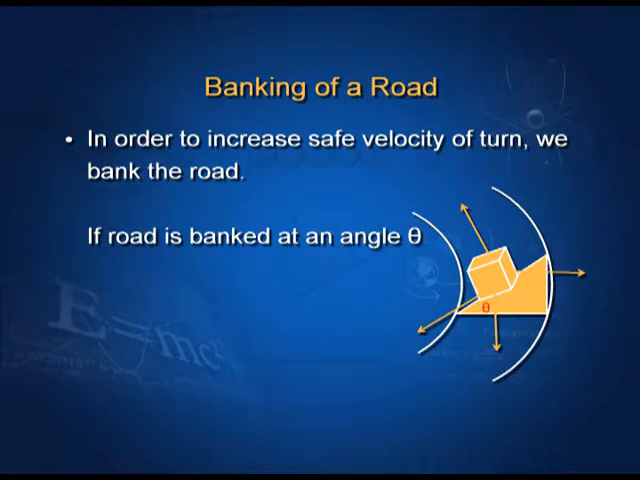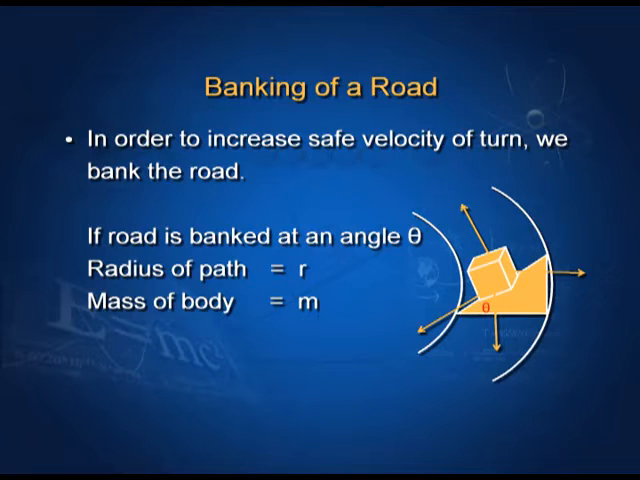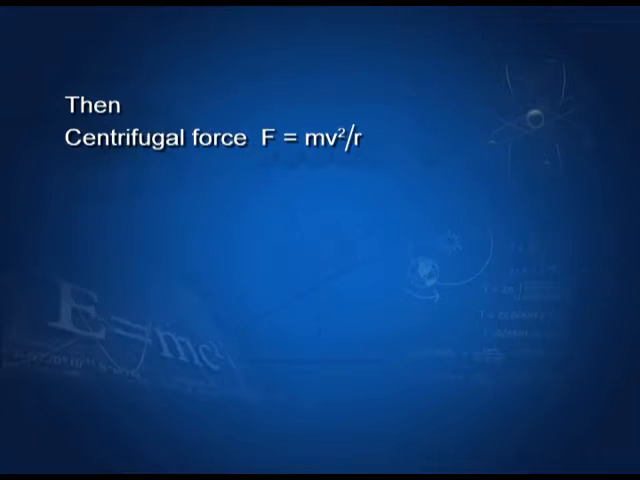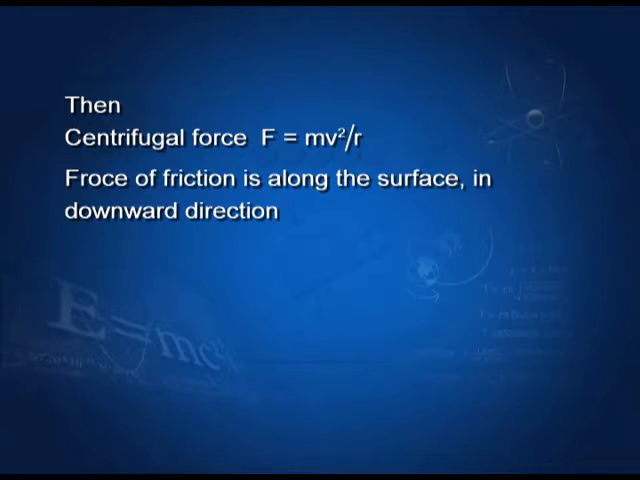If the road is banked at an angle theta, radius of the path is r, mass of the body is m, velocity of the body is v, then centrifugal force F equals mv square upon r, which is acting in the outward direction. So, force of friction has to be along the surface in the inward direction.